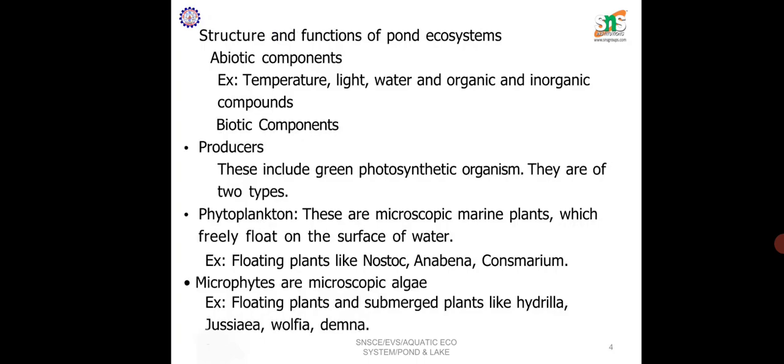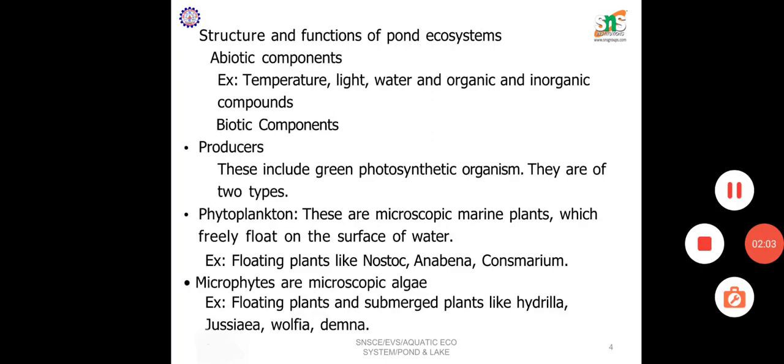The structure and functions of pond ecosystem, that is abiotic components, for example temperature, light, water and organic and inorganic components. Biotic components means producers. These include green photosynthetic organisms. They are of two types. Phytoplankton, these are microscopic plants which freely float on the surface of water. Examples are floating plants like Nostoc, Anabaena, Chlamydomonas. Macrophytes are larger plants, floating plants and submerged plants like Hydrilla, Wolffia, Lemna.